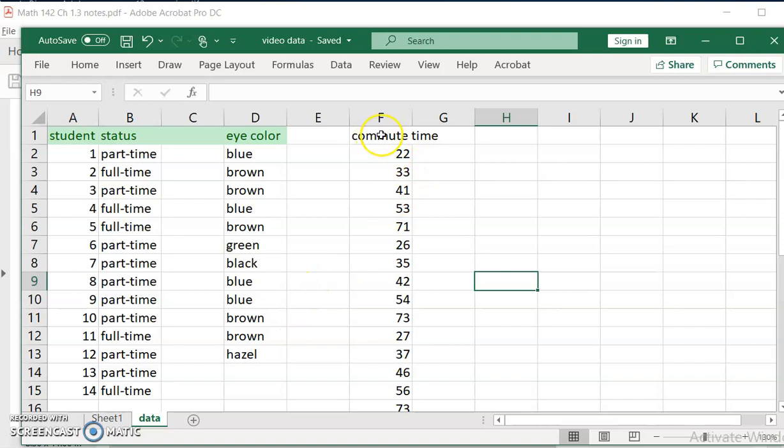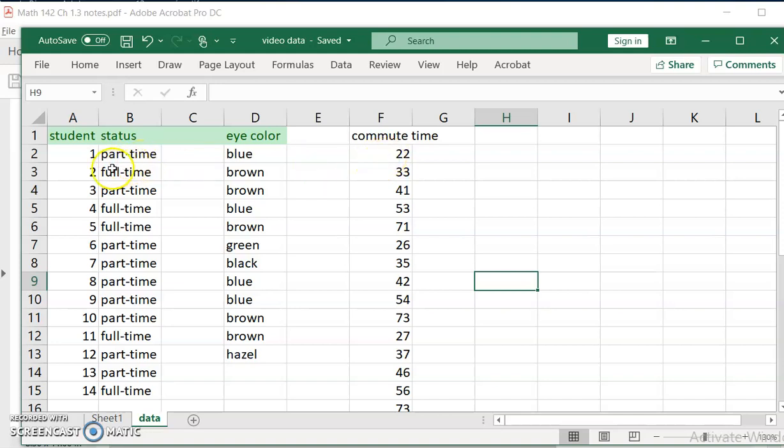Here I have a third data set that I collected from students, and it is about the commute time. That means how long it takes them to come to DVC or come to college. So these are commute times in minutes, and these are obviously quantitative data because these are numbers.